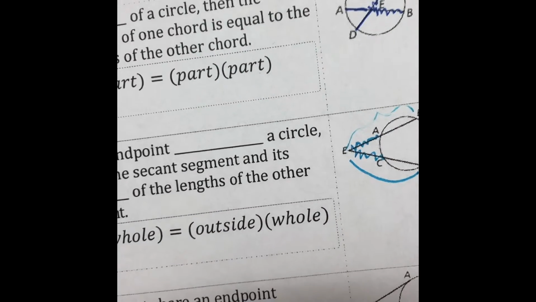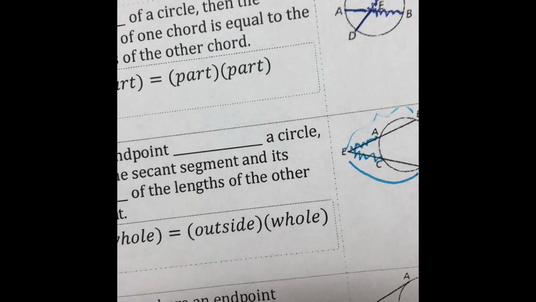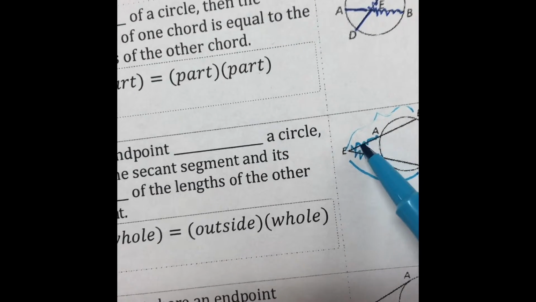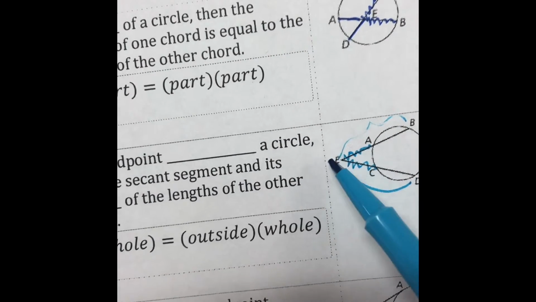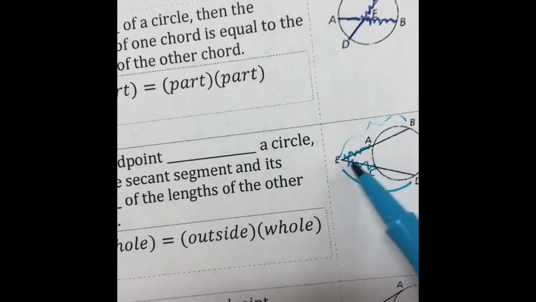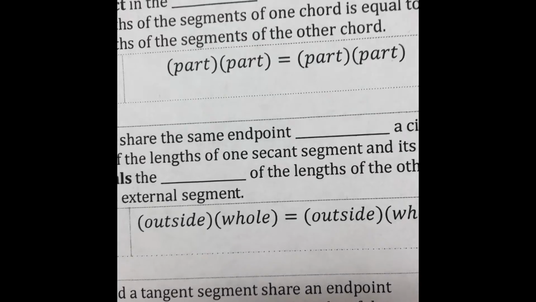As you're going through the filled out notes, you're going to see me write out and whole. I'm talking about this little portion that's hanging outside of the circle, multiplied against the entire segment, and then the same thing on the other side. You'll set those equal to each other.